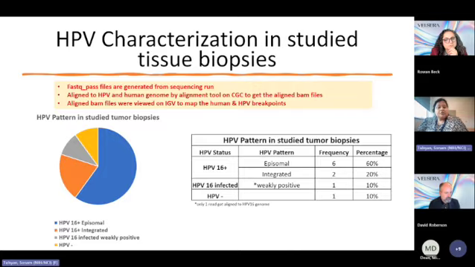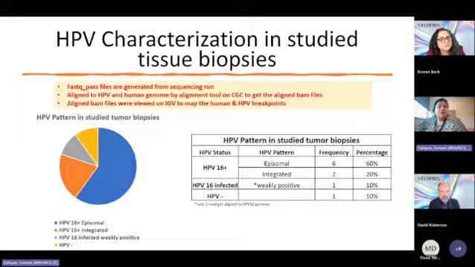So all the FASTQ-pass files which were generated from the sequencing run were uploaded to CGC. They were aligned to reference genomes, HPV and human genome, using the alignment tool on CGC. The aligned BAM files were viewed on IGV to map the integration breakpoints.